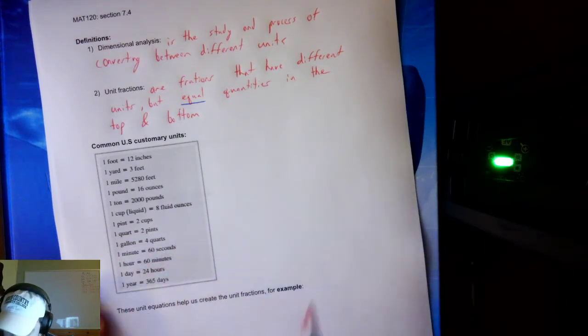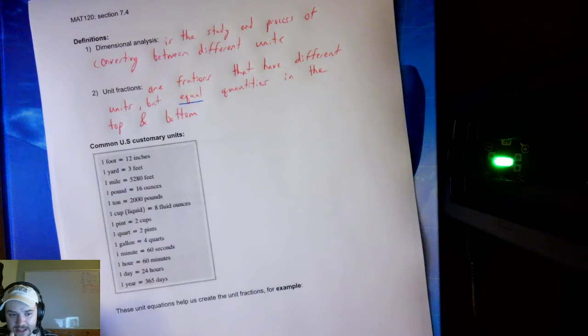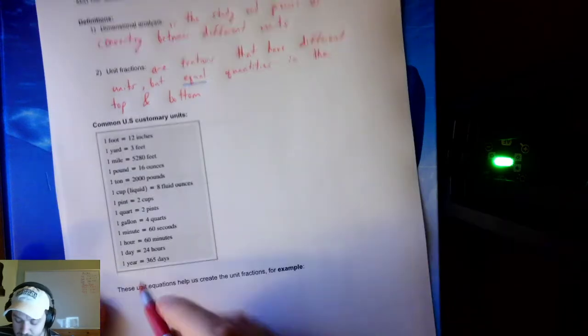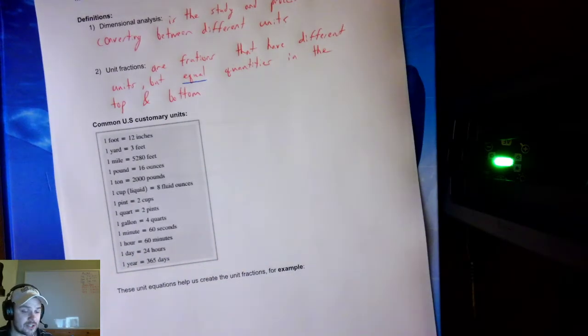A minute is 60 seconds. An hour is 60 minutes. A day is 24 hours. And a year is 365 days, except on leap years, right? We usually just use 365 for sake of ease, because it gets a little messy if you try and factor in leap years in general. Now, these unit equations help us to create unit fractions.